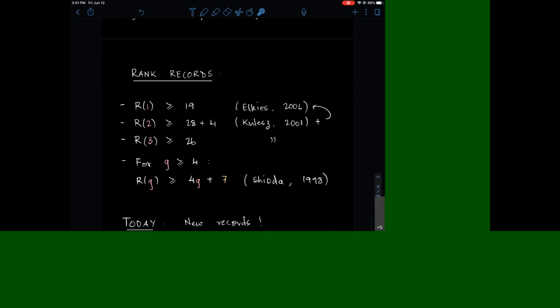And here I've written it as 28 plus 4 because you get this bound by applying a method of Kulesh to a high rank elliptic curve, which is the current record for the rank of an elliptic curve over Q. This is due to Elkies, and so I've written Kulesh plus Elkies. And so for genus 3, again, it's at least 26 due to Kulesh.